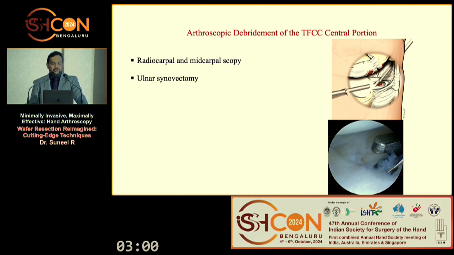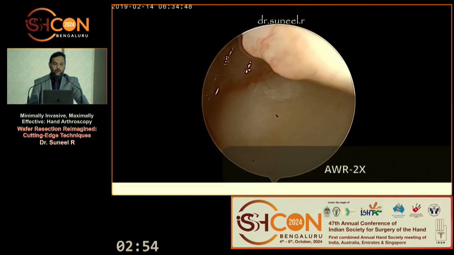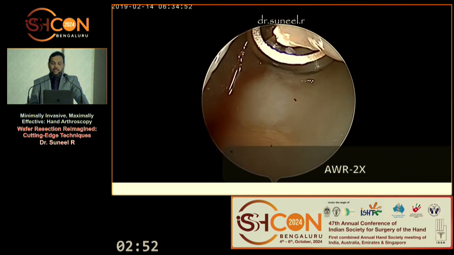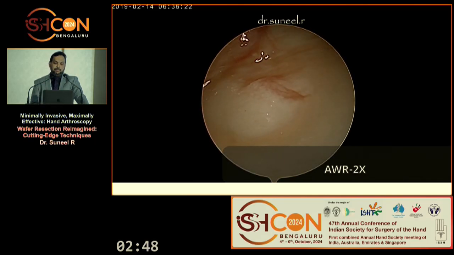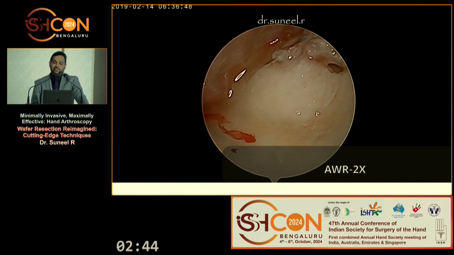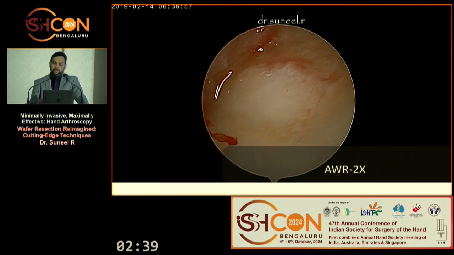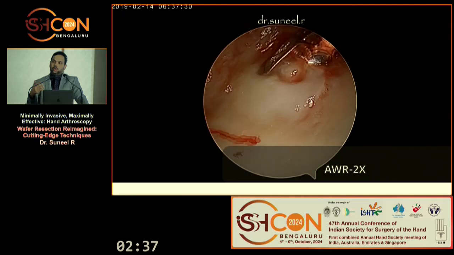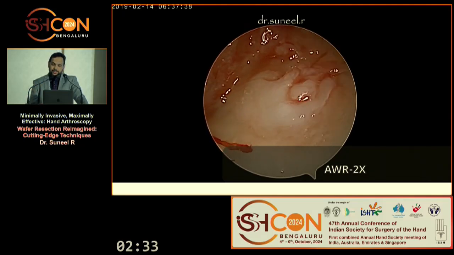So this starts with a scopy, both at the midcarpal and radiocarpal. You debride the central perforation, enlarge the perforation with a shaver, and then go ahead. So you start with debriding the overhanging synovium on the ulnar side. Inevitably, all of them have this typical central perforation of the disc. I use a wide bore needle as a knife to just make it fast, enlarge the central perforation, taking precautions not to injure your dorsal or volar ulnar ligaments. You can use graspers and punches as well.